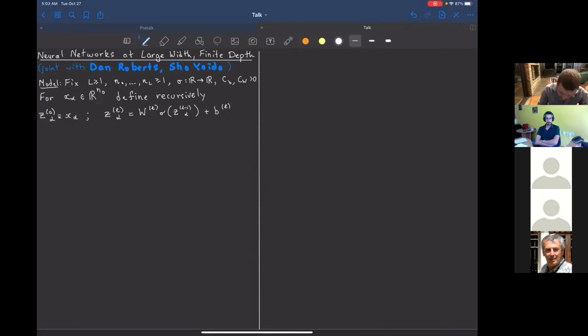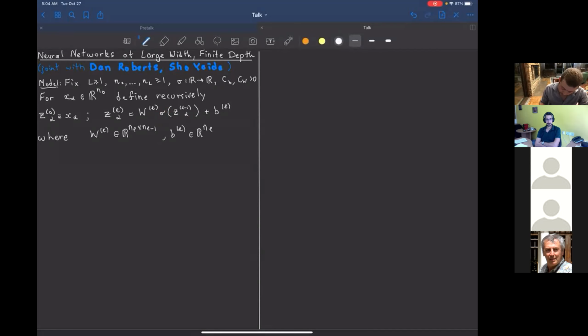So first of all, these matrices W^l are n_l by n_{l-1} matrices. B^l is an n_l dimensional vector. And just like in the previous talk, when I say apply your fixed nonlinear function sigma to a vector, I just mean apply it to every component.